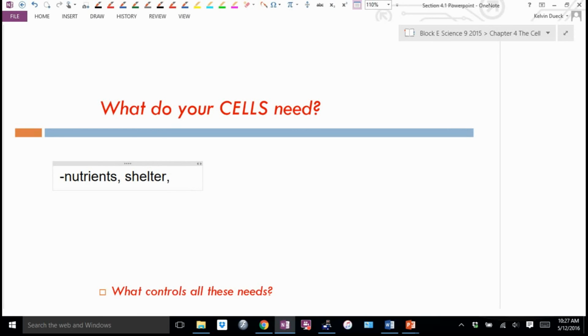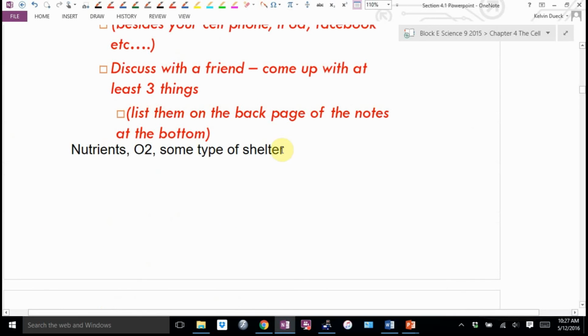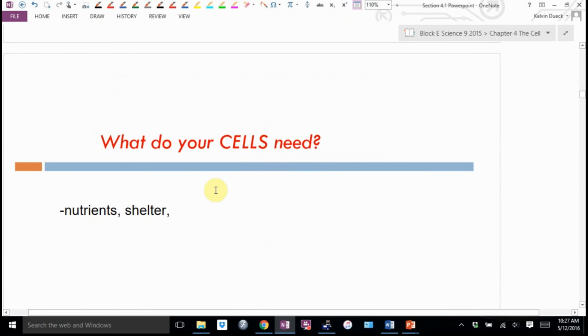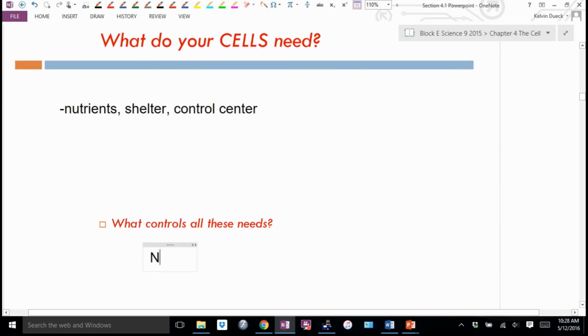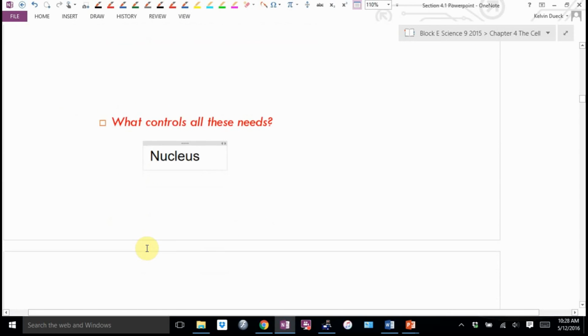One more thing that you guys didn't say. We even use the expression, we say someone is brain dead, their body is still functioning, but if their brain is no longer working, and this is very morbid, we don't say that necessarily they're still living. Well, the cell needs, what do you call the control center of a cell? The nucleus. That's really what it does. It organizes everything else. So what controls all these needs? The nucleus. And we're going to talk about that for the next couple of minutes.